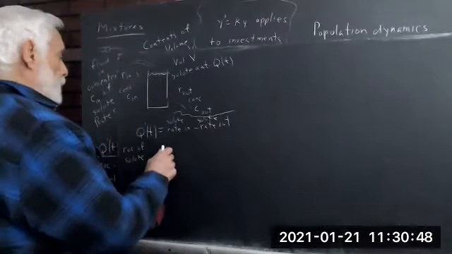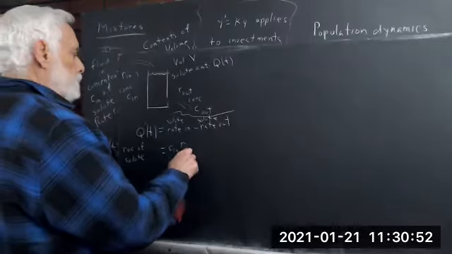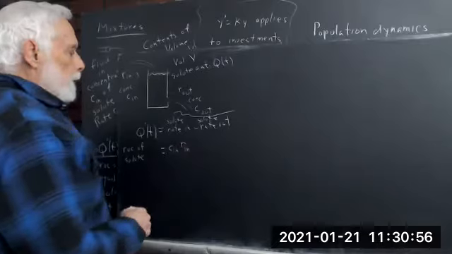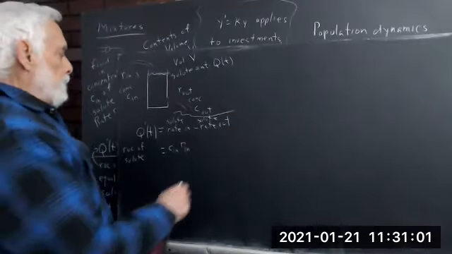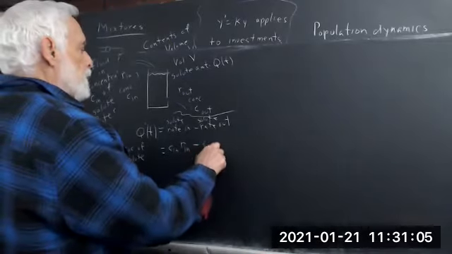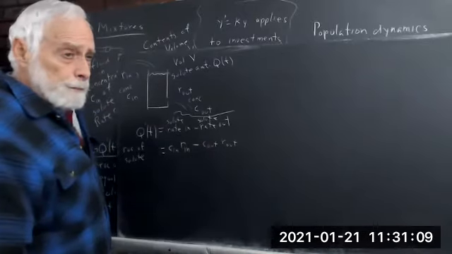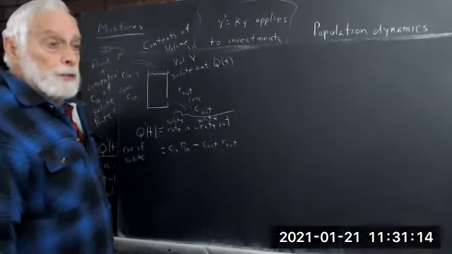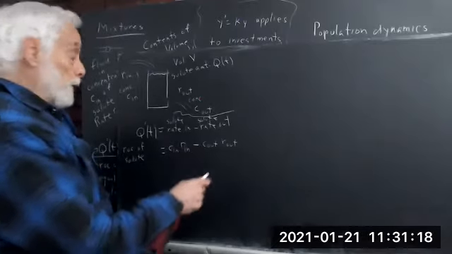So that rate is C in times R in. Okay. Then it's going to be minus C out times R out. And it's very straightforward, except that we don't know what C out is. Remember, C out is unknown.